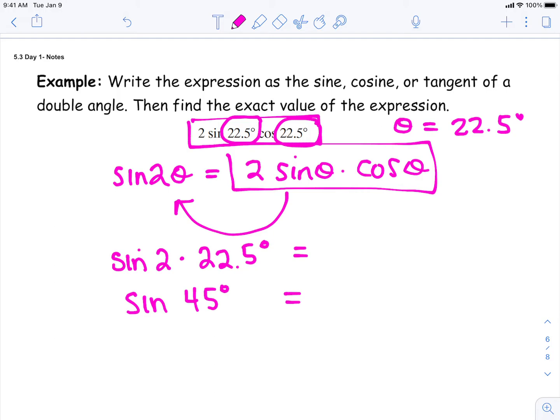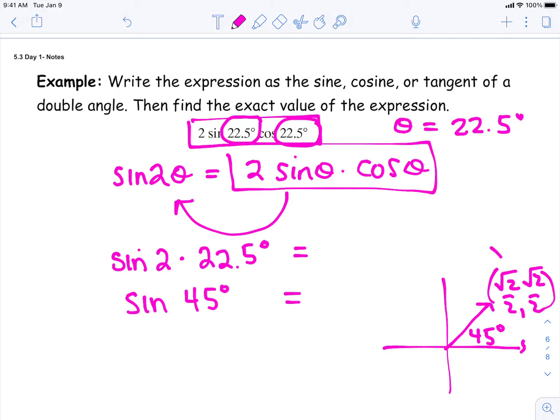45 degrees is an angle on the unit circle. So here's 45 degrees, it has the ordered pair square root of 2 over 2, square root of 2 over 2, x, y. Remember, the sine is your y coordinate. So what is our y? It is square root of 2 over 2. So our answer for that expression is exactly square root of 2 over 2.